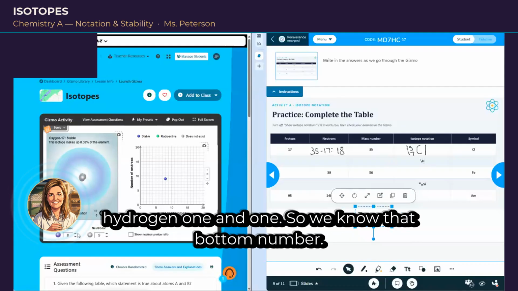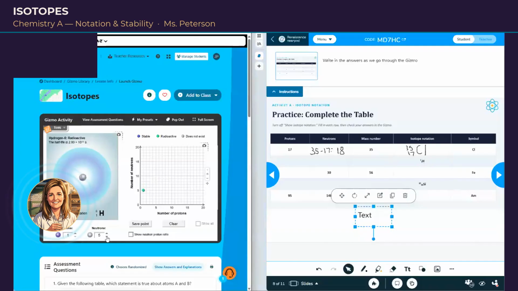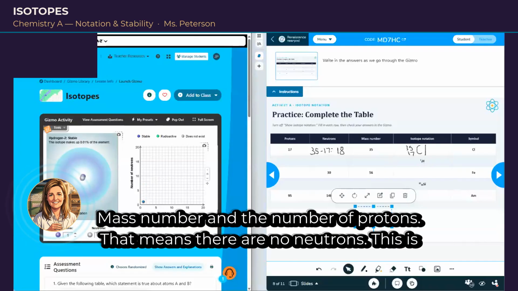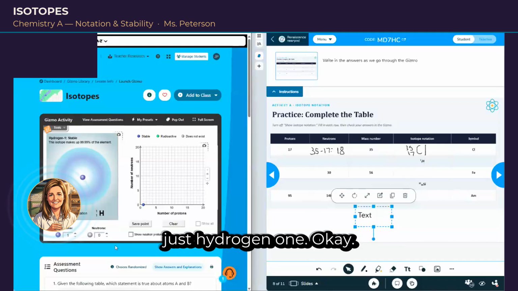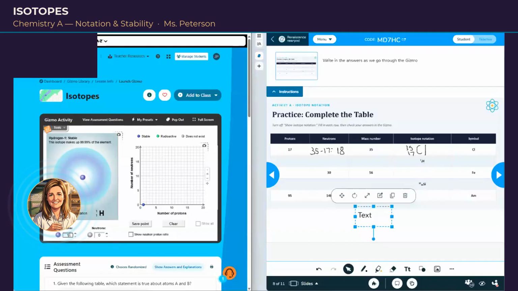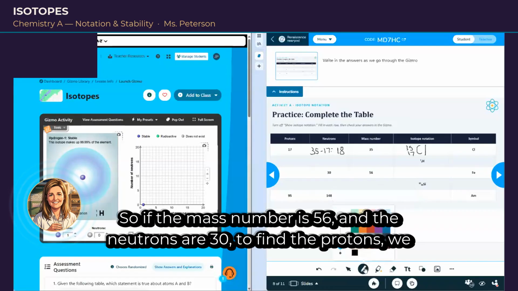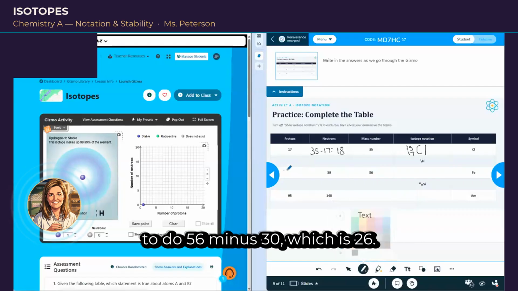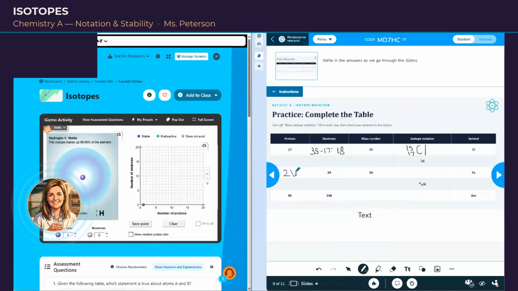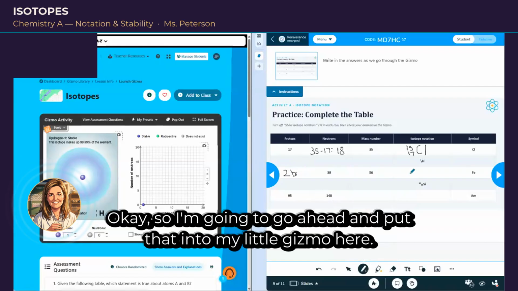So this has hydrogen 1 and 1. So we know that bottom number tells us the number of protons. And if the mass number and the number of protons are the same, that means there are no neutrons. This is just hydrogen 1. Okay. Next one, the mass number is 56 and the neutrons are 30. So to find the protons, we have to do 56 minus 30, which is 26. Okay, so I'm going to go ahead and put that into my little gizmo here.